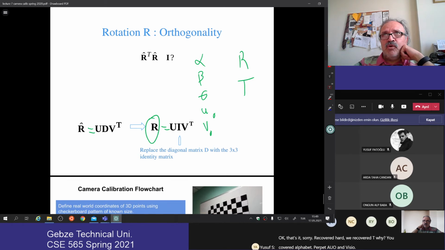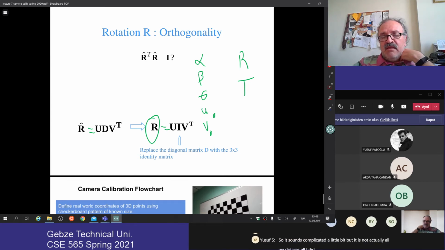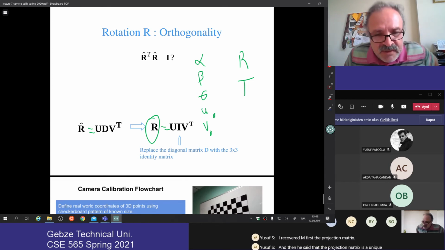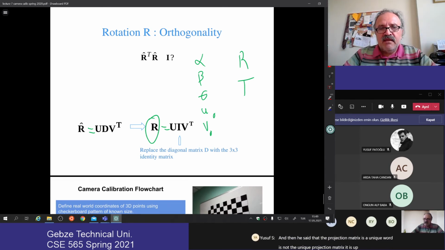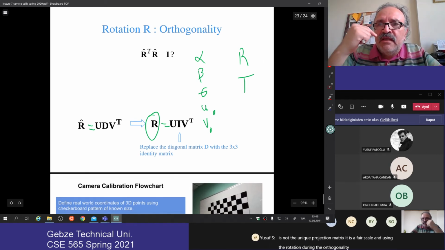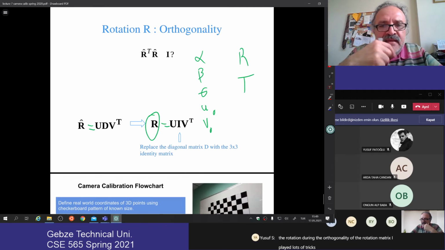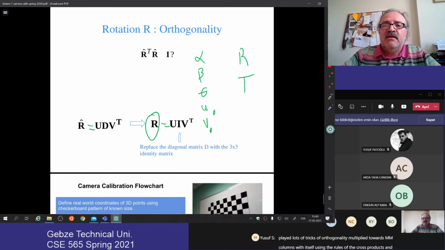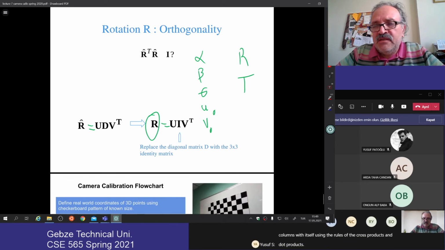So it sounds a little bit complicated, but it is not actually. All I did was I recovered M first, the projection matrix. Then we said that the projection matrix is not unique. It is up to a scale. Using the orthogonality of the rotation matrix, I played lots of tricks of orthogonality, multiplied those m columns with themselves, using the rules of the cross products and the dot products. I recovered all of these parameters one by one.